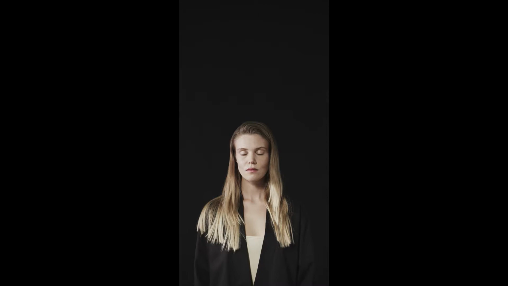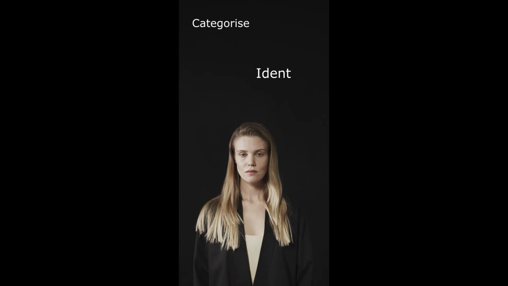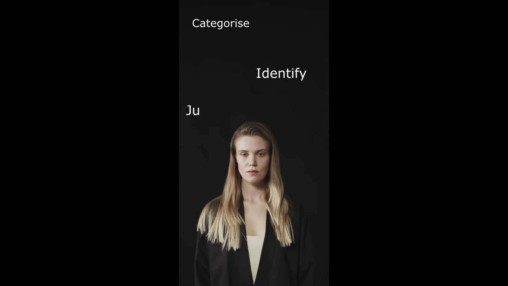Tajfel suggests that we don't like uncertainty in the world and that we categorize people into groups to create a sense of order. Once we have categorized, we assign ourselves to groups, attach our self-esteem, and create internal bias. The last stage is to then judge others in relation to our group.